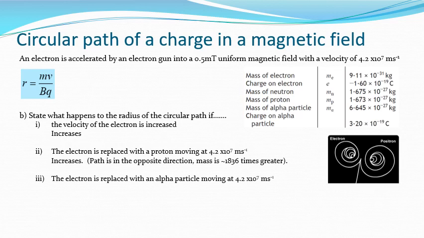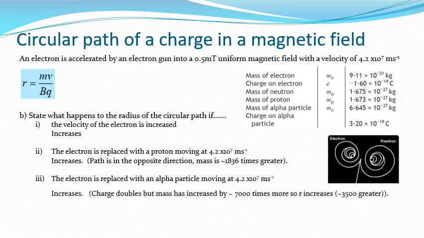Okay, so we replace the electron with an alpha particle, moving at the same speed. What happens then? So consider the changes that we've got. So the mass has changed, and we can see there that the mass of an alpha particle is much bigger than the mass of an electron. The charge has also changed. The charge on the alpha particle, it's got 2 protons, so it's got +2 instead of -1. So that's going to reduce the radius. But the mass has gone up so much more than the charge has gone up that there's going to be an increase. And we could work out how much.